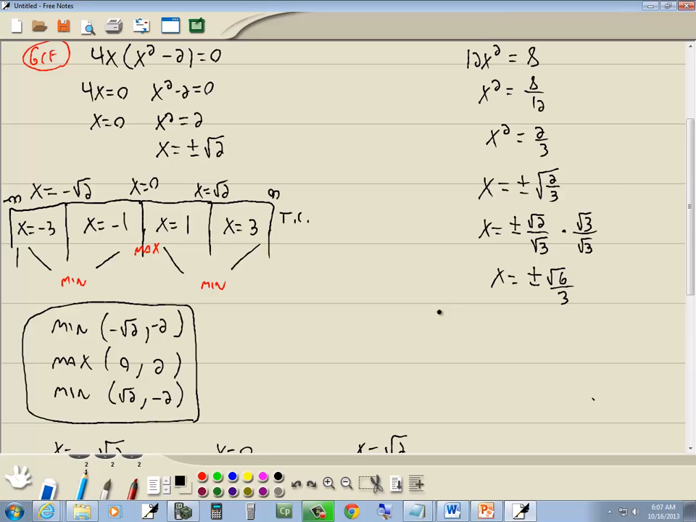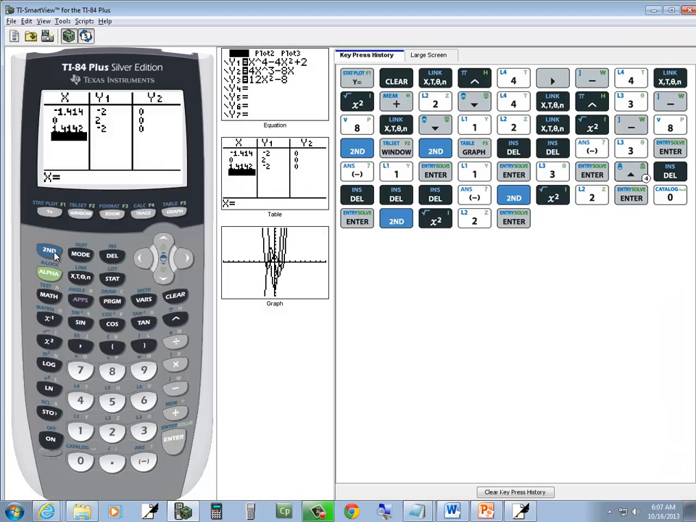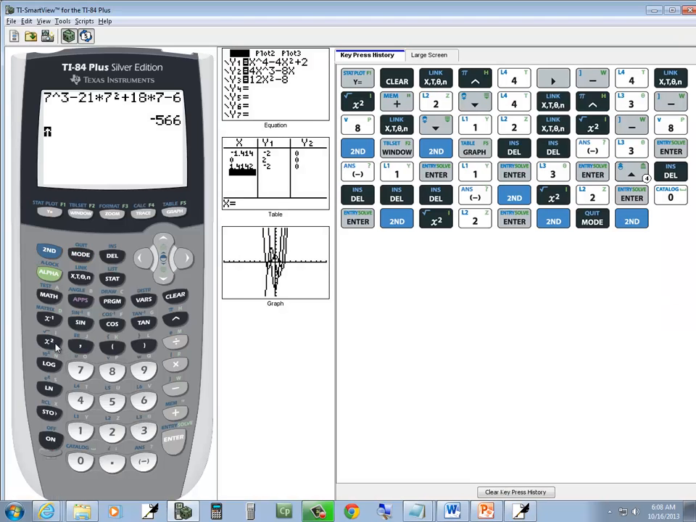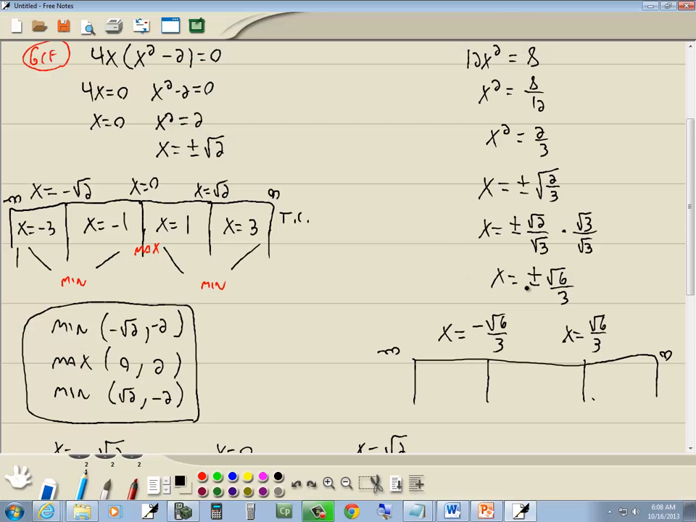Okay, so now we're going to build our table of intervals. We've got x is equal to -square root of 6 over 3, and x is equal to square root of 6 over 3. Clear over here is positive infinity. Clear over here is negative infinity. I have no clue what these are. Let's go to the calculator. I'm going to exit out, do second mode, and square root of 6 over 3. So second x², square root of 6, divided by 3, 0.8. Okay, so this is roughly 0.8, which means this is roughly -0.8.